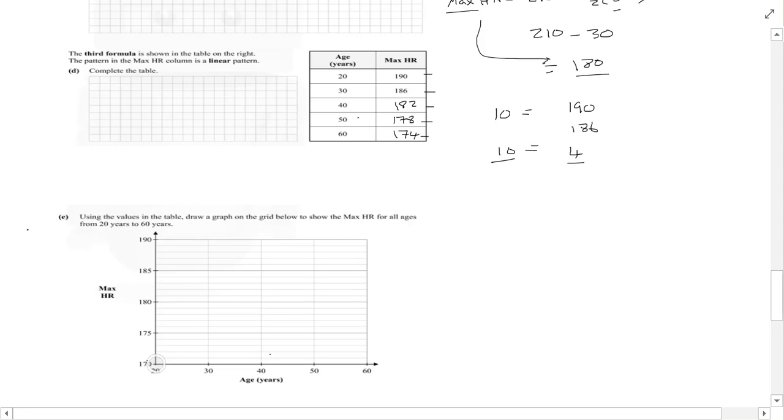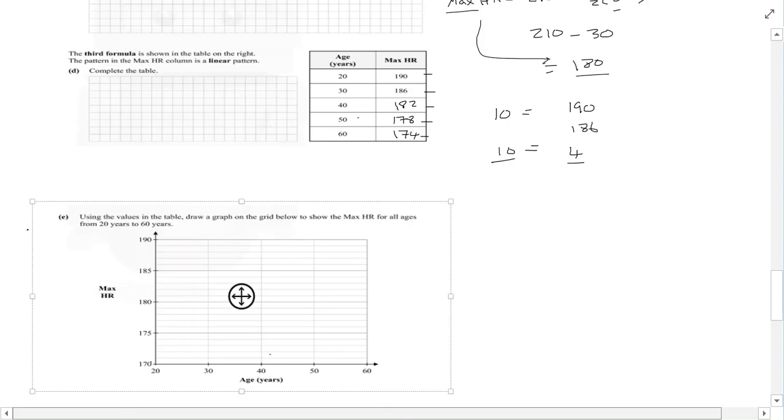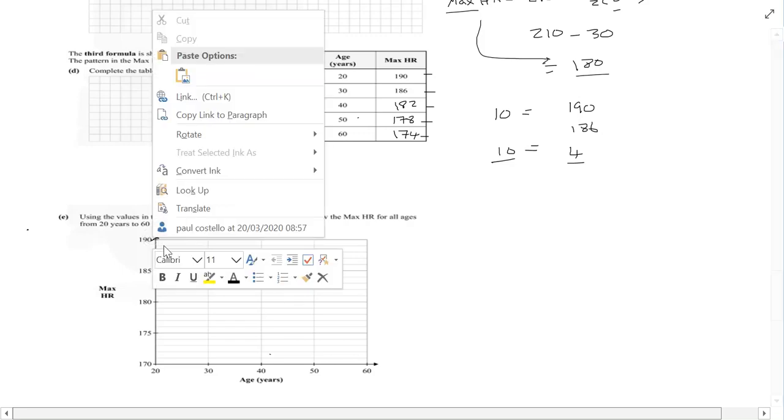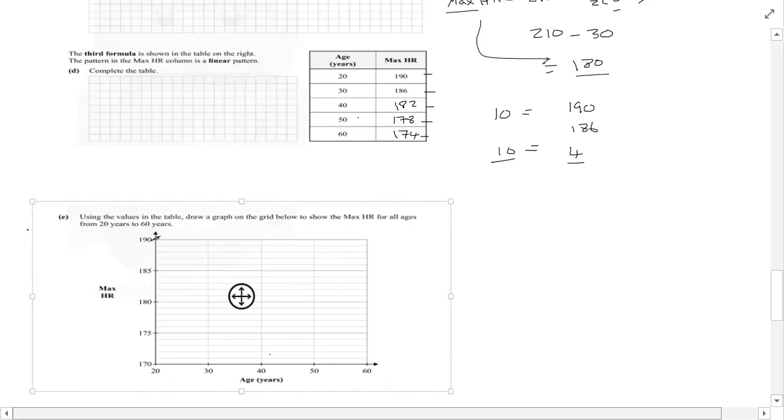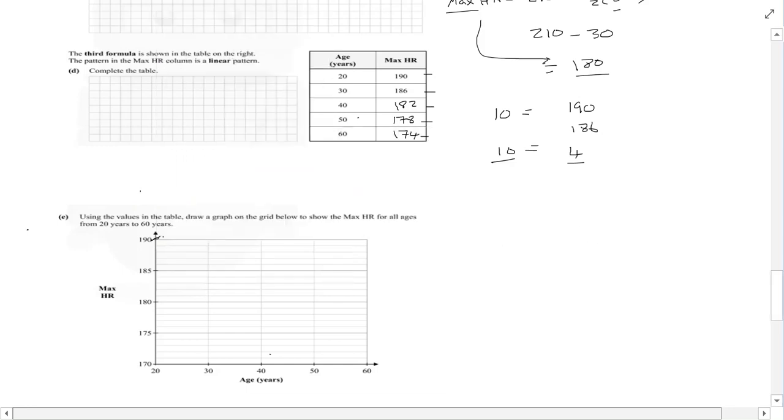So what you're going to do is say, 20 years, so here's 20 years here, and when the age is 20, we want to increase that to 190, so that's going to be somewhere up here, so we'll just draw our value here. Okay, sorry about this now. So that's the value there. Sorry, I'm just having a bit of trouble with the pen here. So that's the value there.